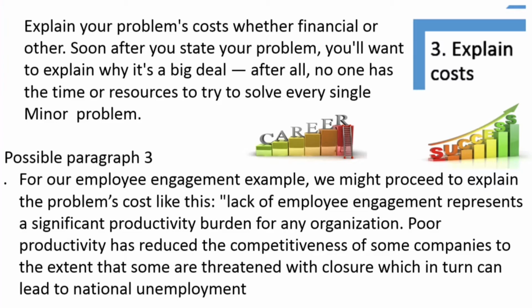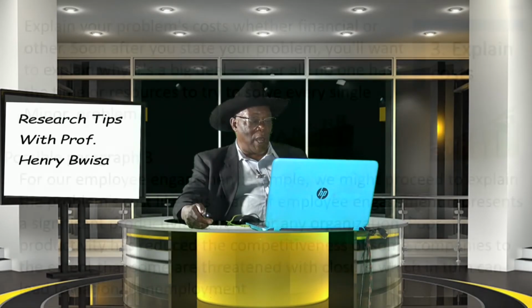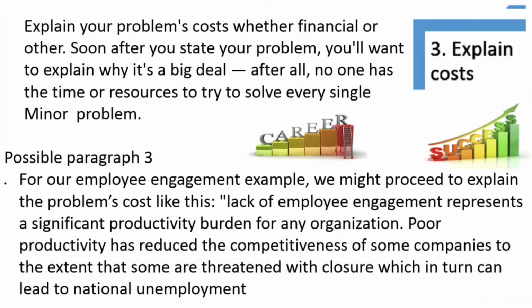And the possible paragraph 3 therefore would be, for our employees' engagement example, we might proceed to explain the problem caused like this. Lack of employee engagement represents a significant productivity burden for any organization. Poor productivity has reduced the competitiveness of some companies to the extent that some are threatened with closure, which in turn can lead to national unemployment. That's the cost of that problem if it is not tackled.